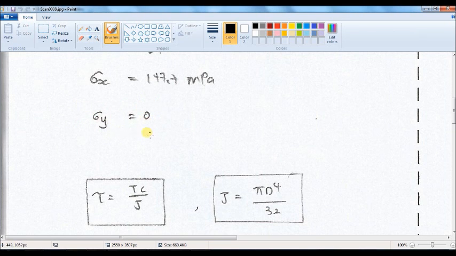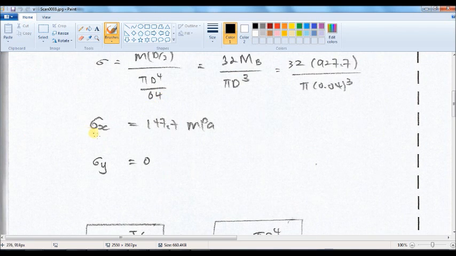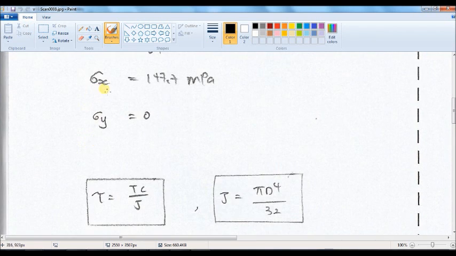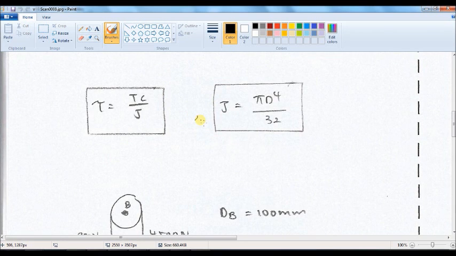And we don't have any axial stress in y direction. The bending stress is only in x direction because the shaft axis was in x direction. Okay. Next, I need to find the torsional stress due to the torsion.